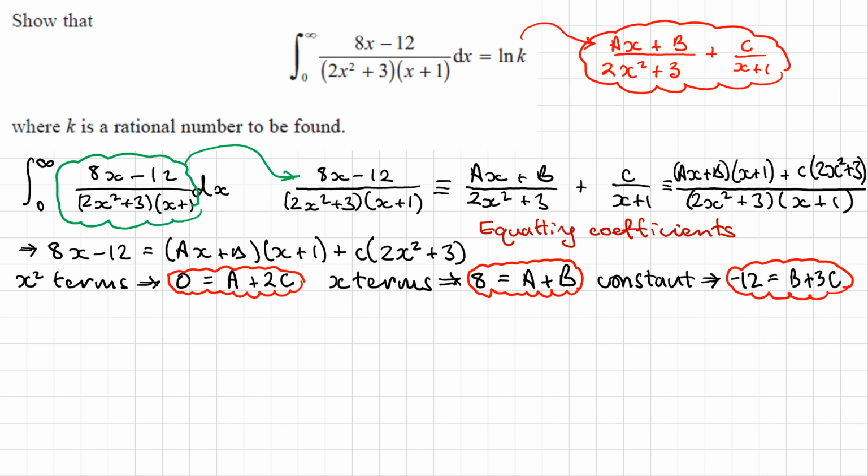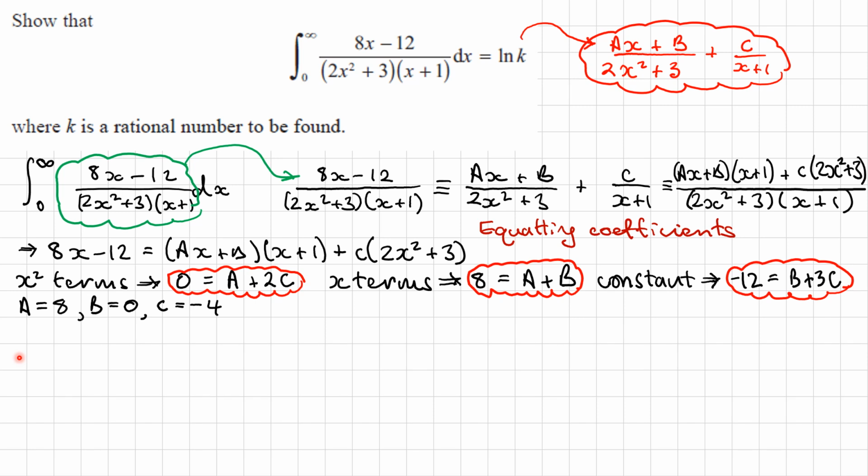Now I guess I could solve these manually, but it's straightforward enough just to use the calculator to solve it. And if I solve it using the calculator, I get a is equal to 8, I get b is equal to 0, and I get c is equal to negative 4. Now I think on the mark scheme, all of this is just worth 1 mark, so you could just do this on your calculator and find the solutions.